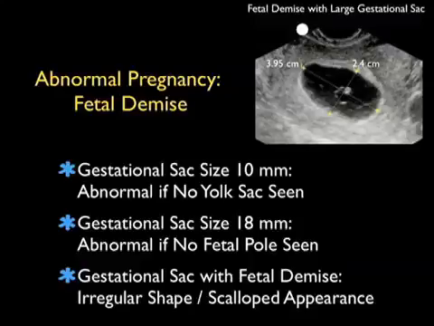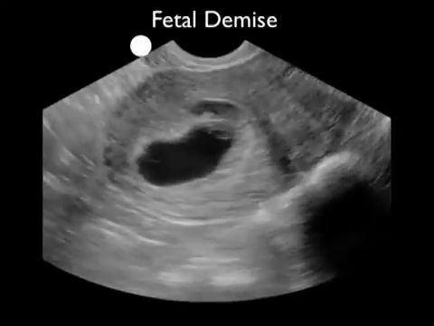Once the gestational sac is greater than 18 millimeters, we should see a fetal pole, or else this is an abnormal pregnancy. And many times the gestational sac in an abnormal pregnancy will have an irregular shape with a scallop-type appearance to it. Here's video from an abnormal pregnancy.